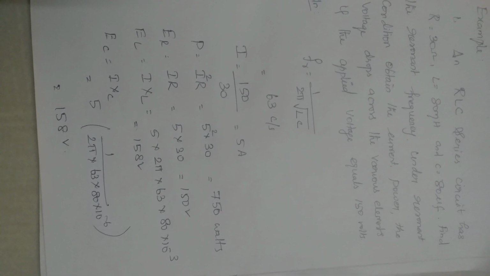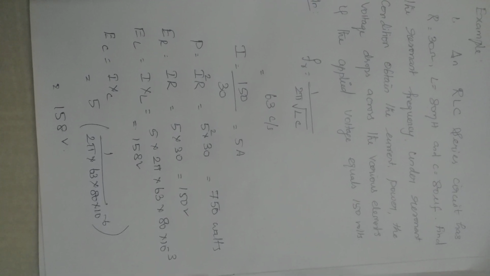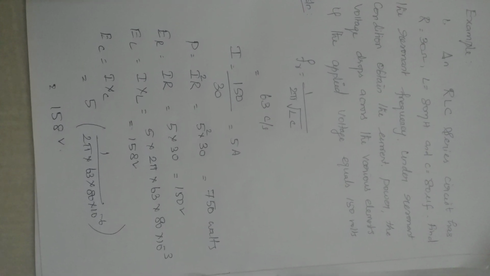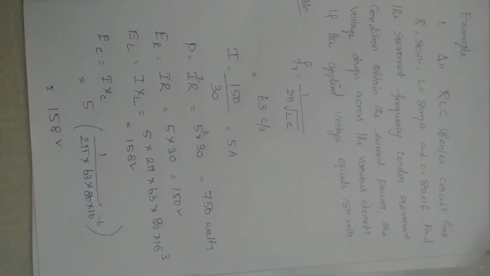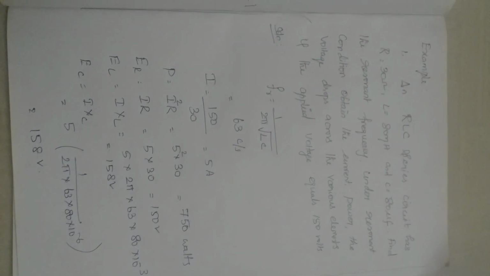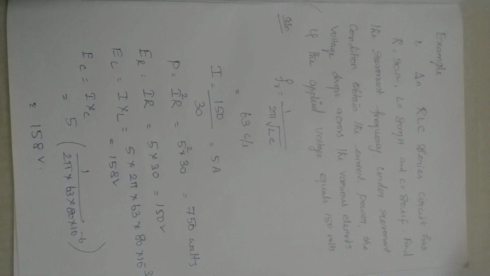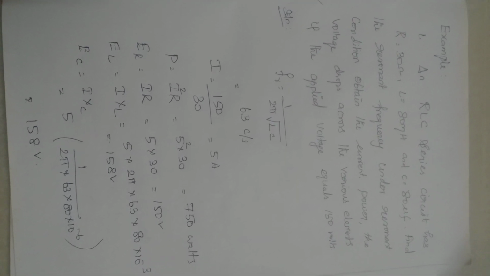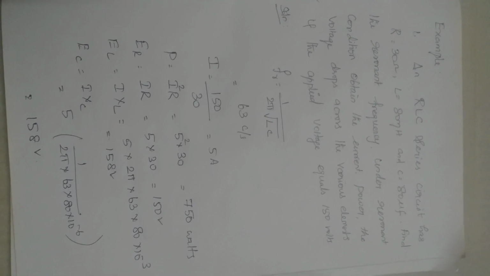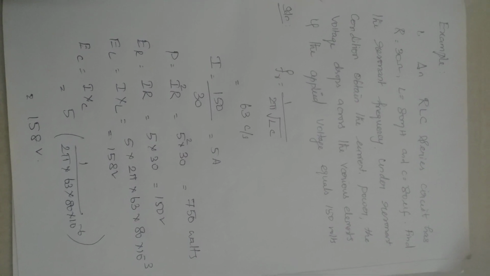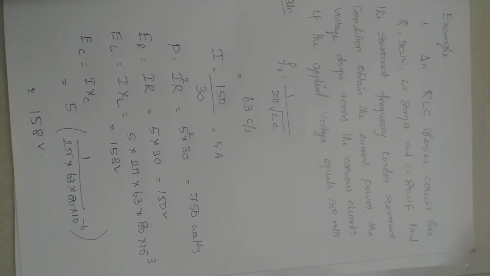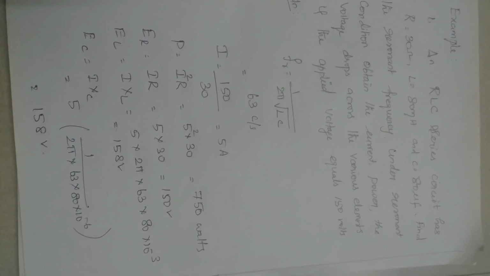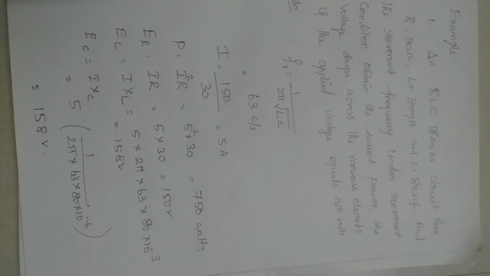The second question is to find current under resonant condition. Current I is equal to V by R alone. V is 150, R is 30 ohms. So 150 by 30, 5 amps. Similarly, power for this circuit, we know that power is I squared R. So 5 squared into 30, 750 watts. This is all at resonant condition.